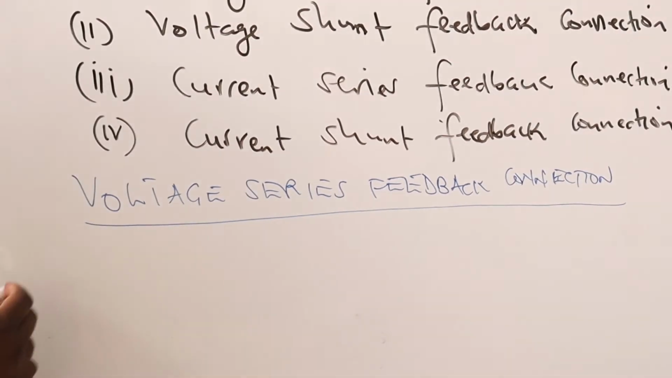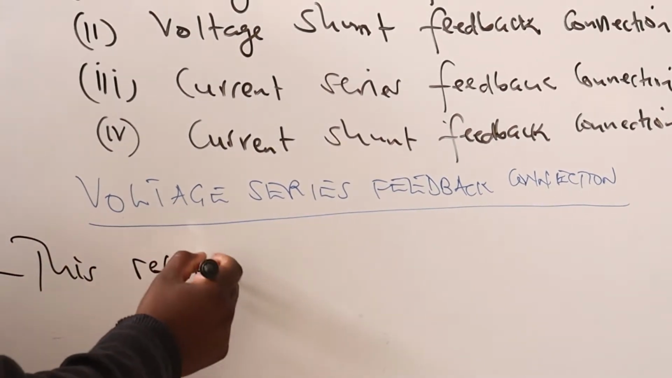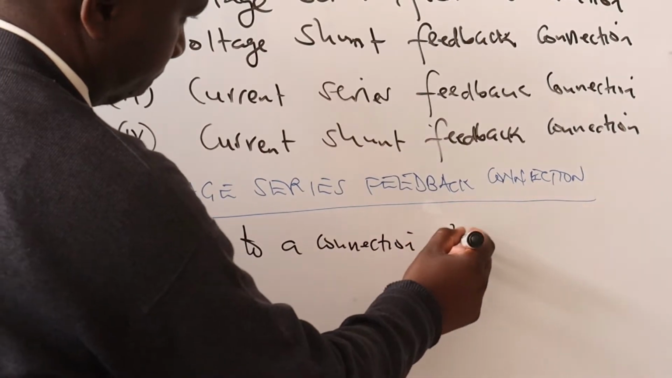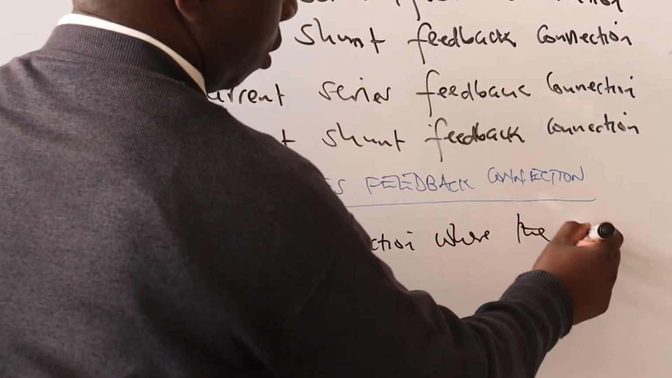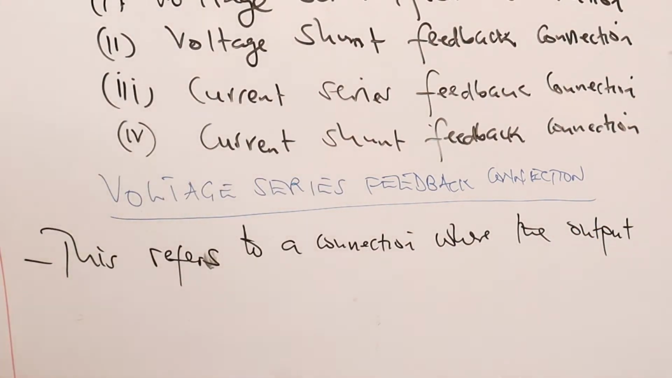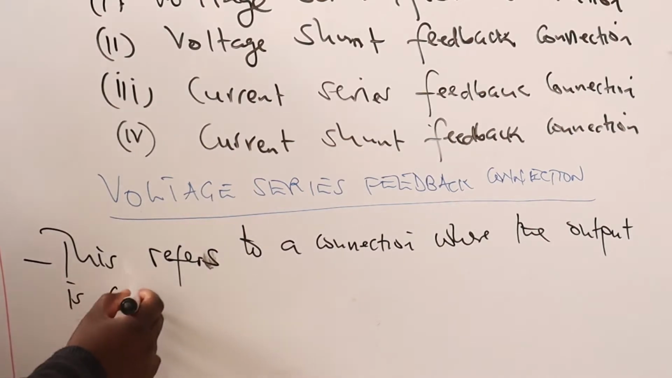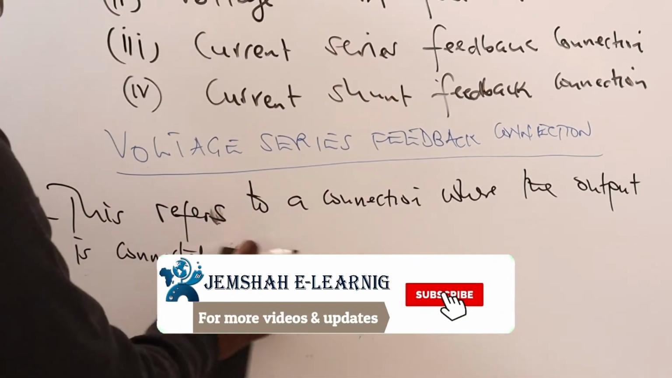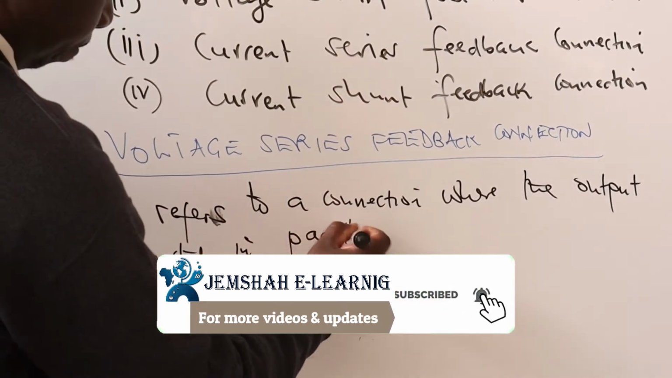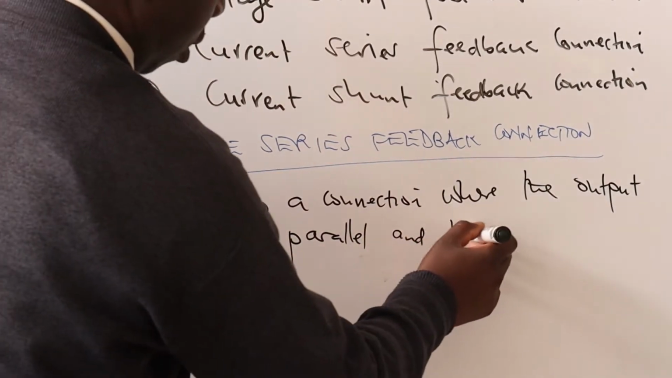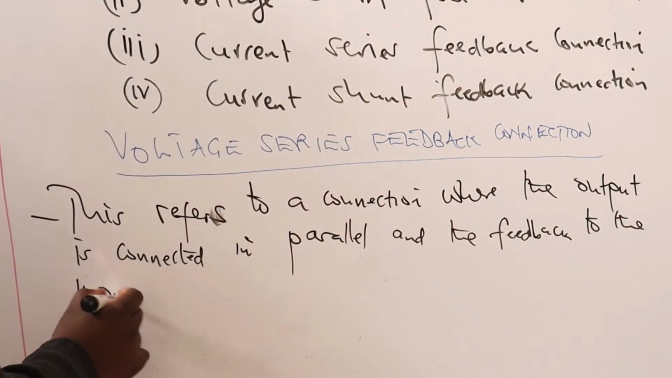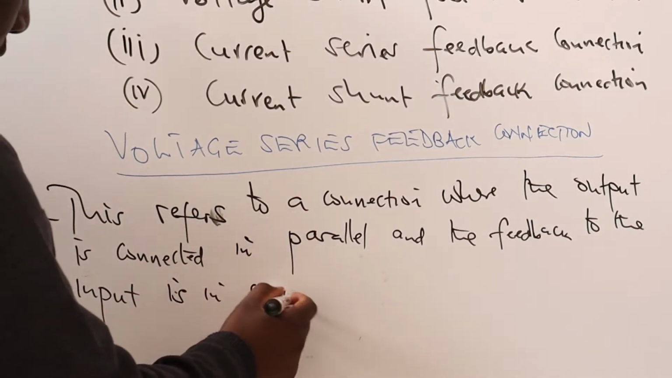Voltage series feedback connection. This refers to a connection where the output is connected in parallel. It's connected in parallel. And the feedback connection to the input is in series.